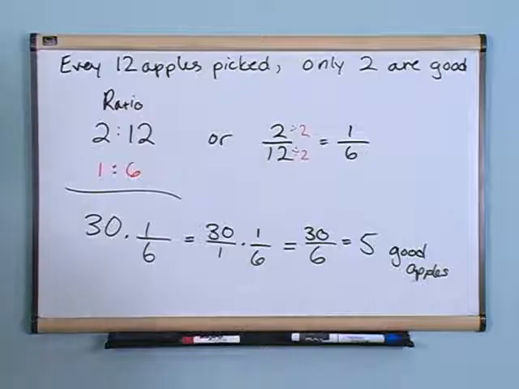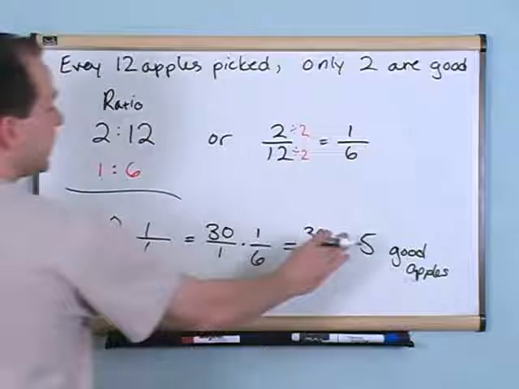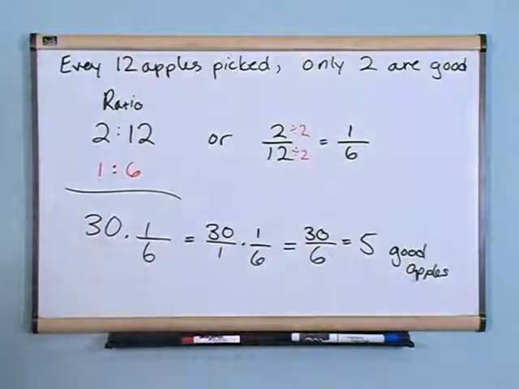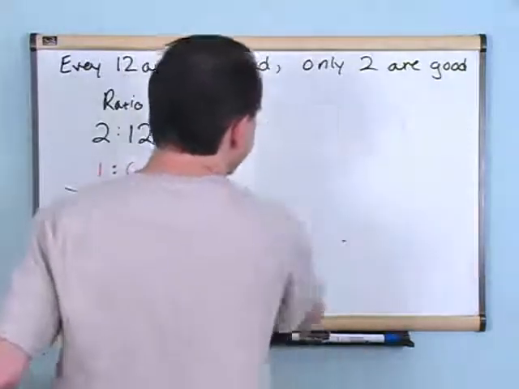It's the same ratio. So I could go and pick any number of apples. I could pick 250 apples, and I could predict how many apples I would have good. And the only thing that I need to be able to do that is I need to know the ratio of good to bad apples. This is why ratios are useful.